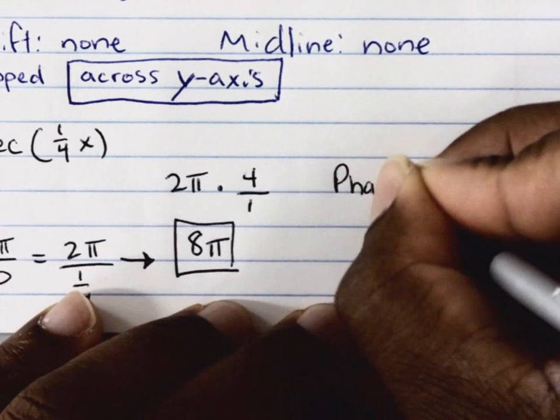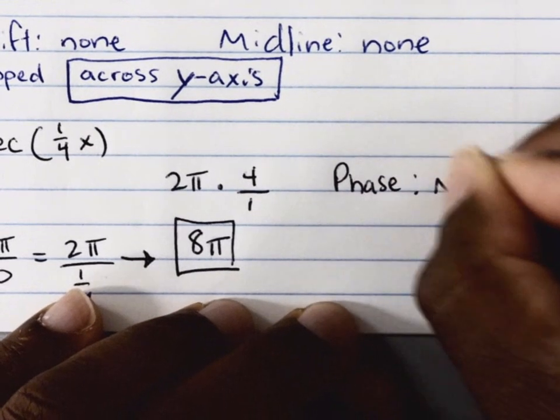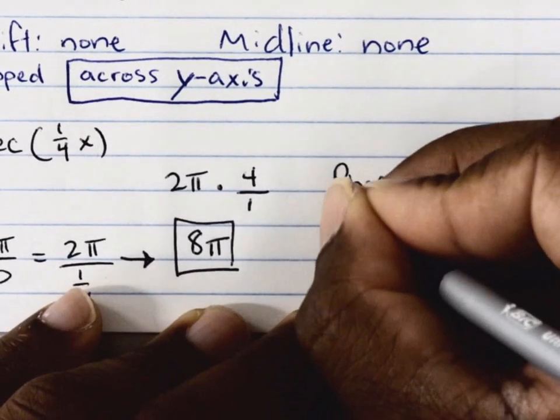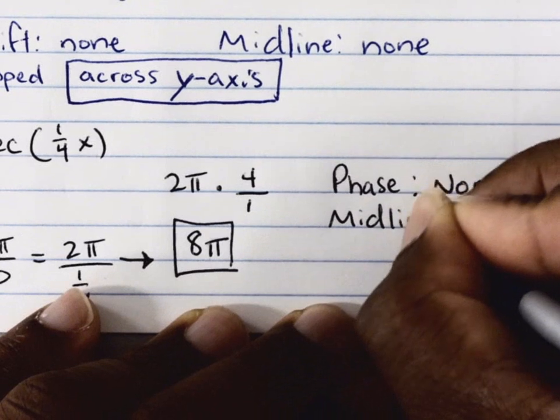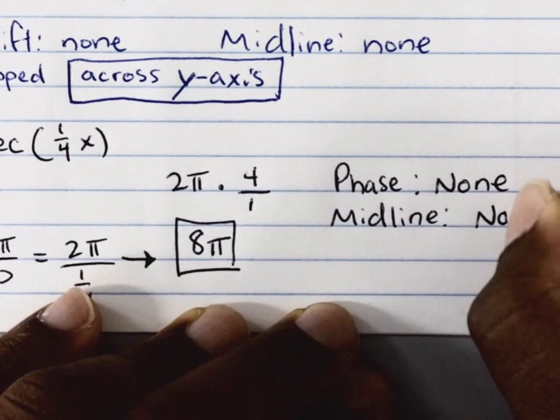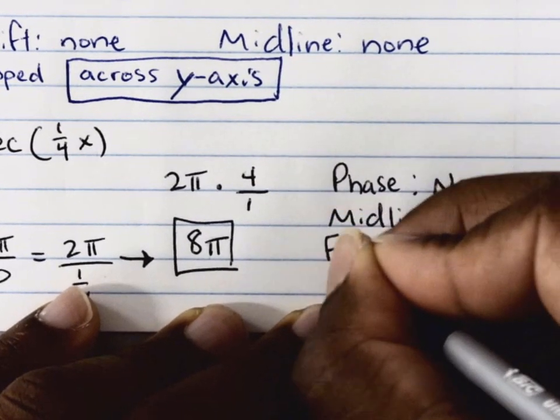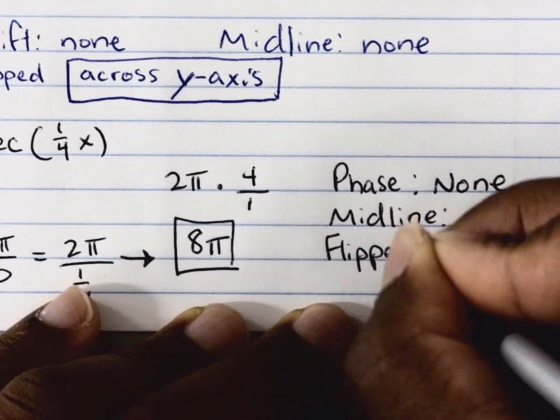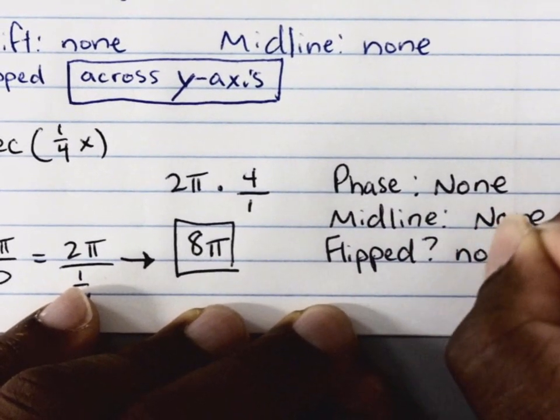Phase shift, none. Midline, also none. And flipped, none.